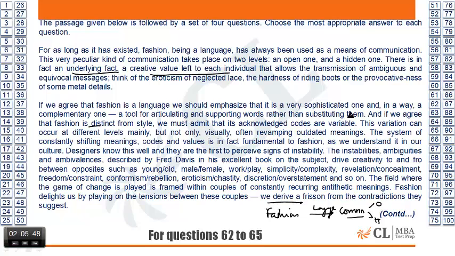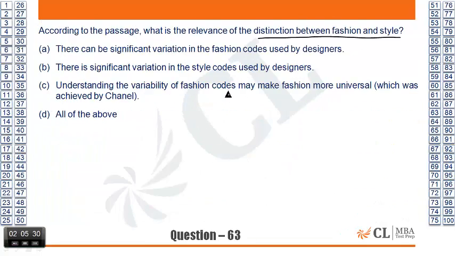Let's see. If we agree fashion is distinct from style, we must agree that its acknowledged codes are variable. It's this variation can often. It's not. It has to be fashions, no? Fashions is variable, so it has to be fashion. Fashion codes are variable, not style. Understanding the variability of fashion code made fashion universal, which is channel. That is later, no? Perfect.